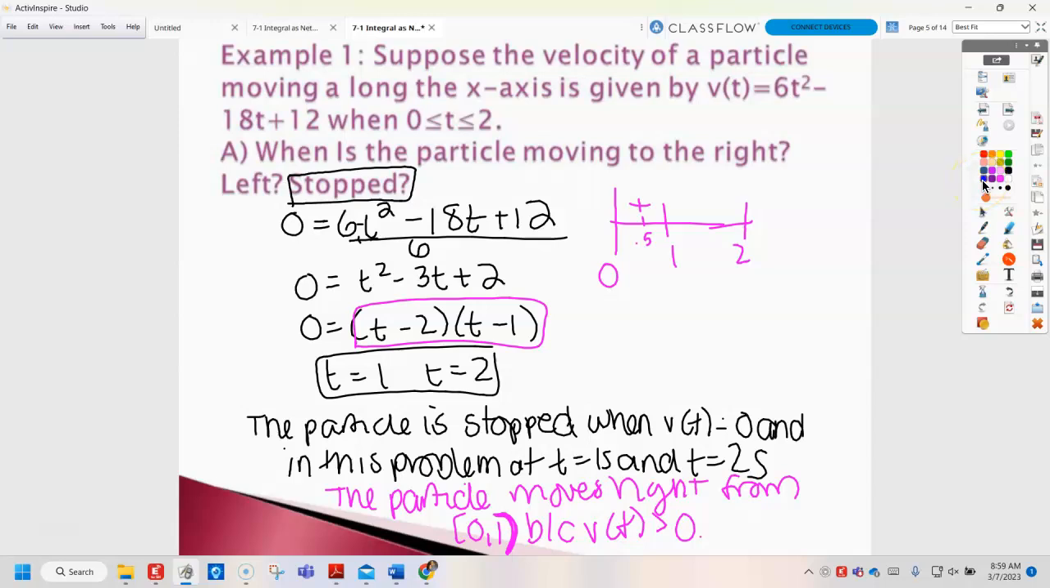Checking for the next part, we plug in 1.5 or 3 halves. So 1.5 minus 2 is negative. 1.5 minus 1 is positive. Therefore, negative times a positive is negative. Therefore, and I'm running out of room, the particle is moving to the left from 1 to 2 because v of t is less than 0. That's my short summary version. I can't fit any more on there.